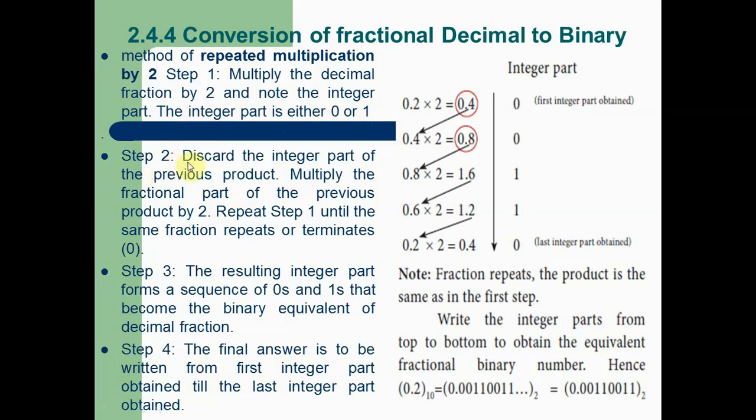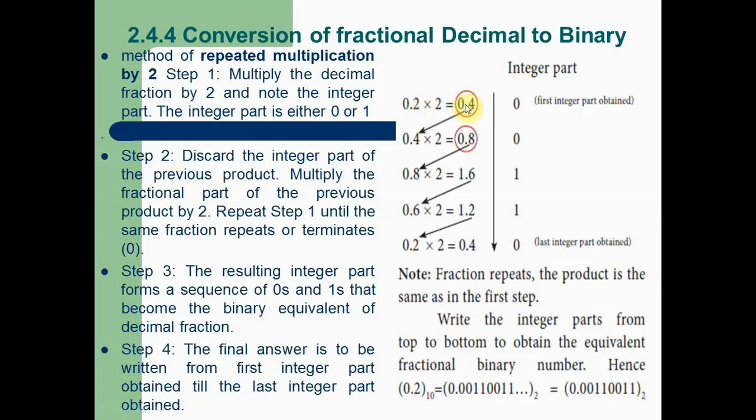The second step: discard the integer part of the previous product, and multiply the fraction part of the previous product by 2. Repeat step 1 until the same fraction repeats or terminates. So the first step is to multiply the decimal fraction by 2. Here the given number is 0.2, which we want to convert into binary format. We multiply 0.2 by 2 and get the product 0.4.